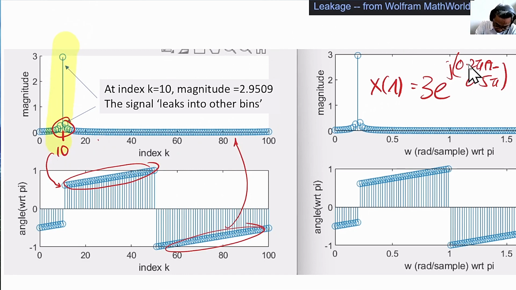Why? Because now omega naught is equal to 2 pi divided by 101, and there is no bin that will land on 0.2 pi. So when you multiply omega naught by different k's, with k being an integer, it will never land on 0.2 pi.